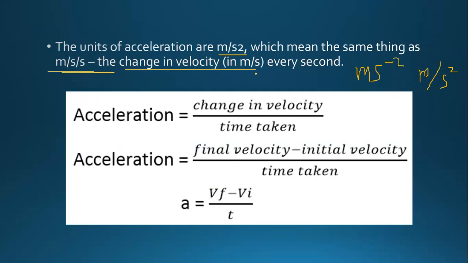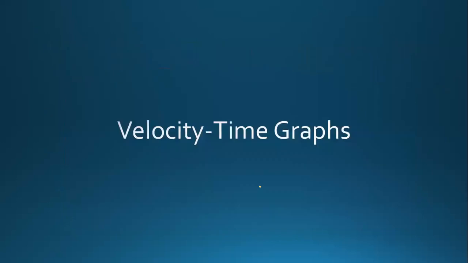The change in velocity is meter per second. तो क्या होगा, acceleration is change in velocity divided by the time taken. Acceleration is final velocity minus initial velocity divided by time taken, and we write it in the form of vf minus vi divided by time.